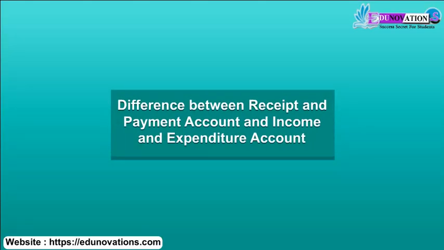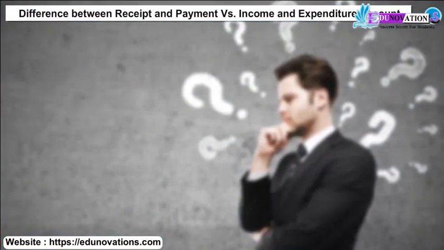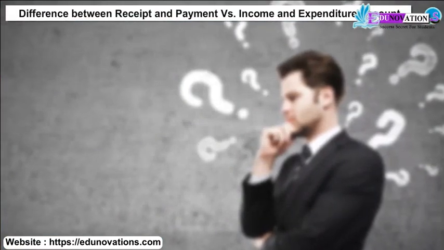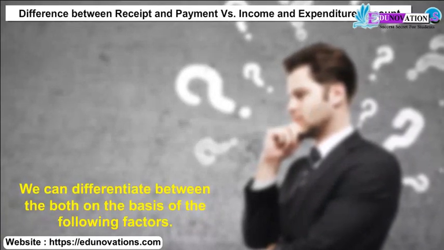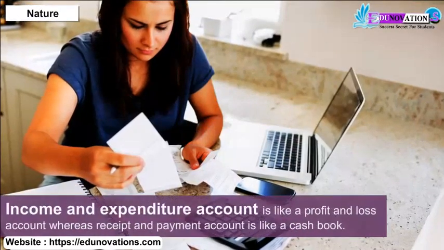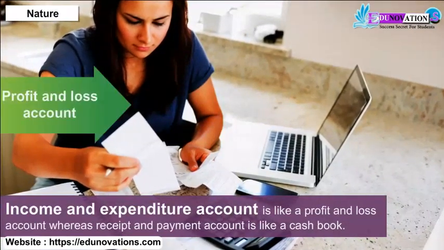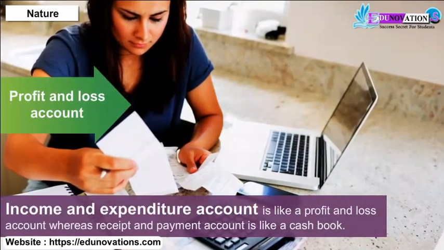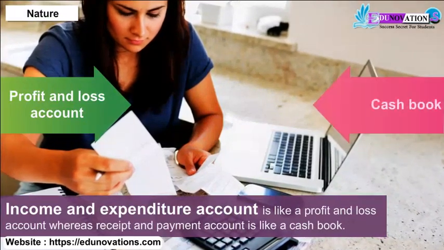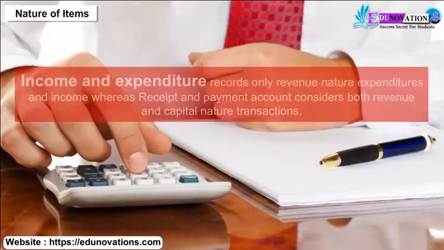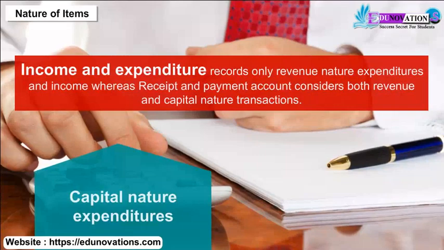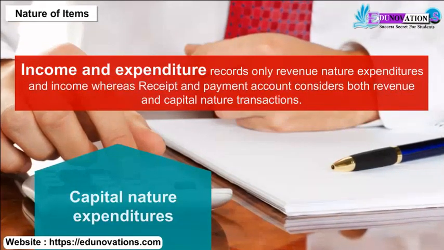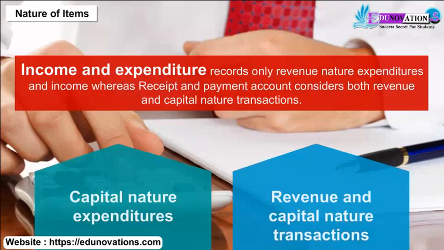Difference between receipt and payment account and income and expenditure account. We can differentiate between the both on the basis of the following factors. Nature. Income and expenditure account is like a profit and loss account, whereas receipt and payment account is like a cash book. Nature of items. Income and expenditure records only revenue nature expenditures and income, whereas receipt and payment account considers both revenue and capital nature transactions.